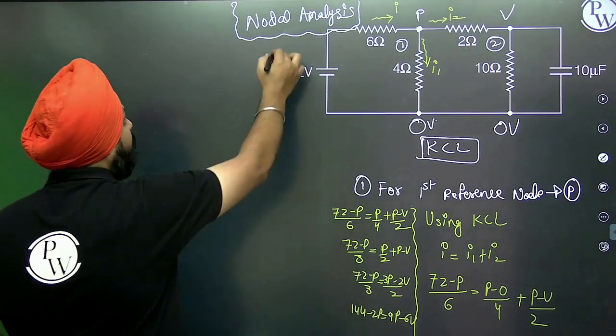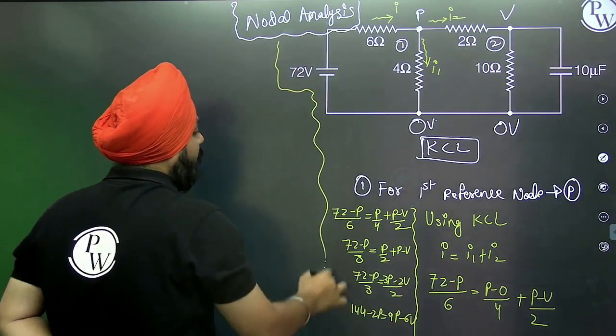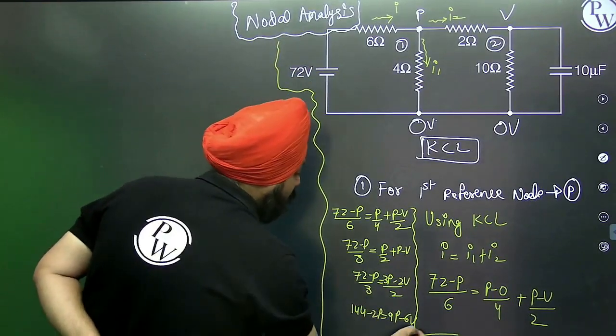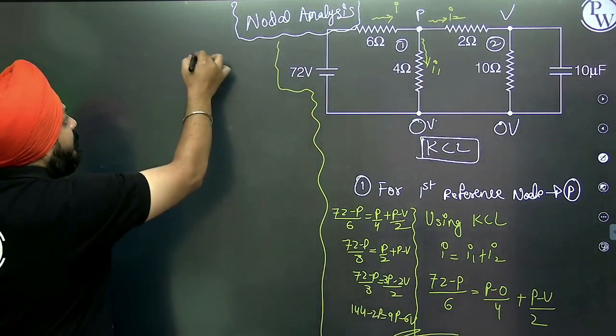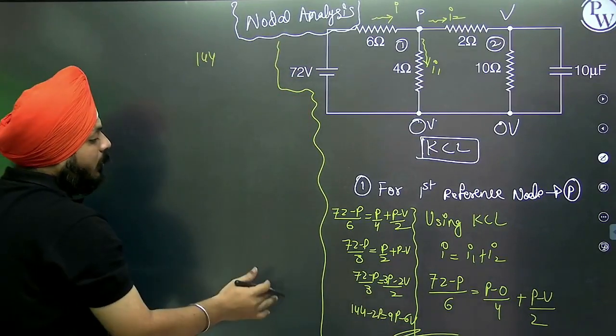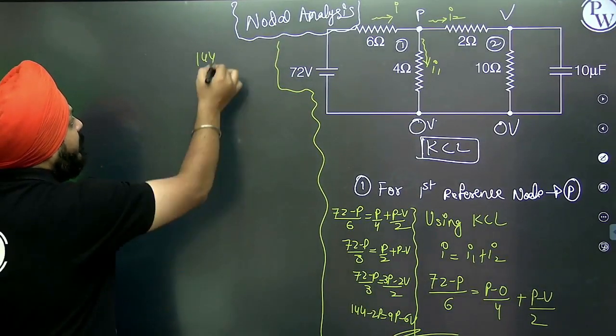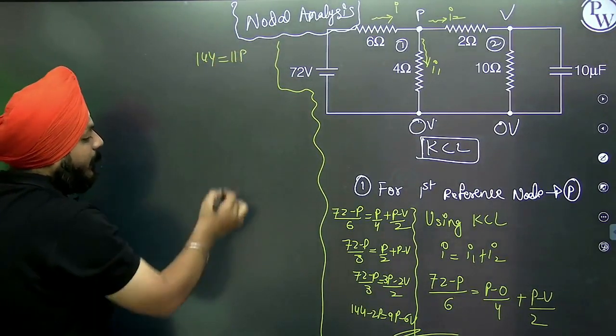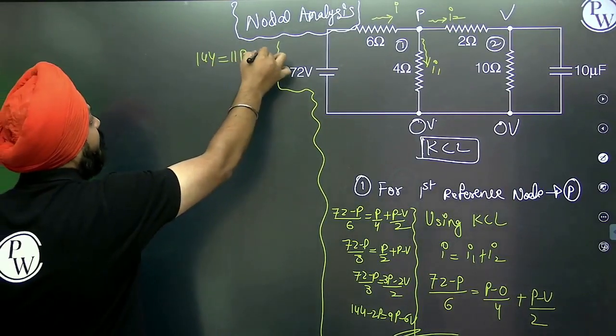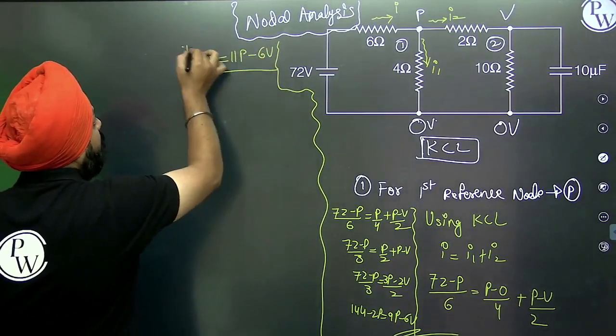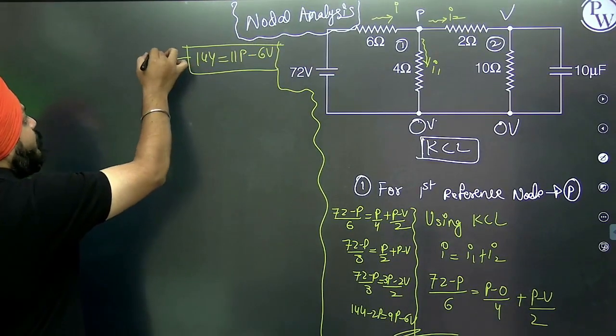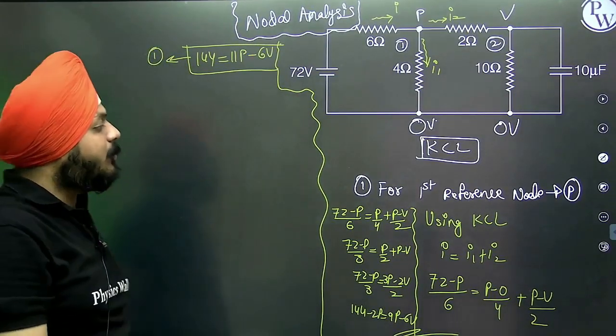We are going to obtain one equation from it. That is 144 minus 2P is equal to 11P minus 6V. Can I say this is equation number 1? Yes, we can say it as equation number 1.